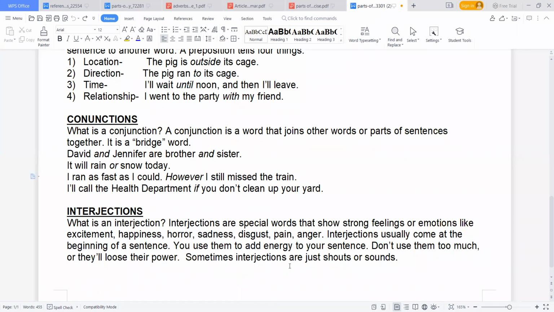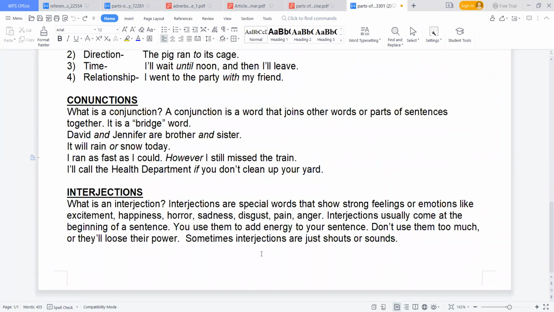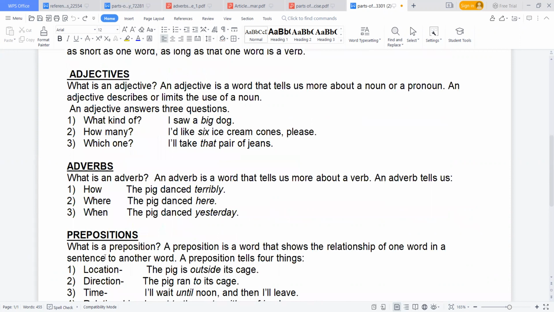Don't use them too much or they lose their power. Sometimes interjections are just shouts or sounds. All right. Just like, for example, oh, wow, ouch. These are the words that describe your expressions, your feelings or emotions. All right, so this is all about all the parts of speech.